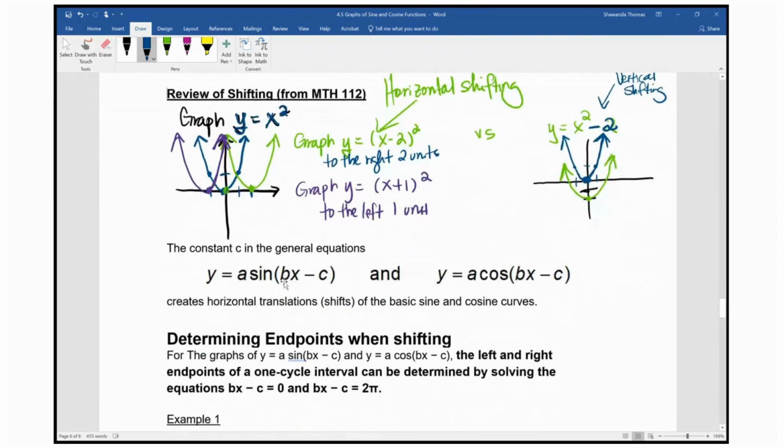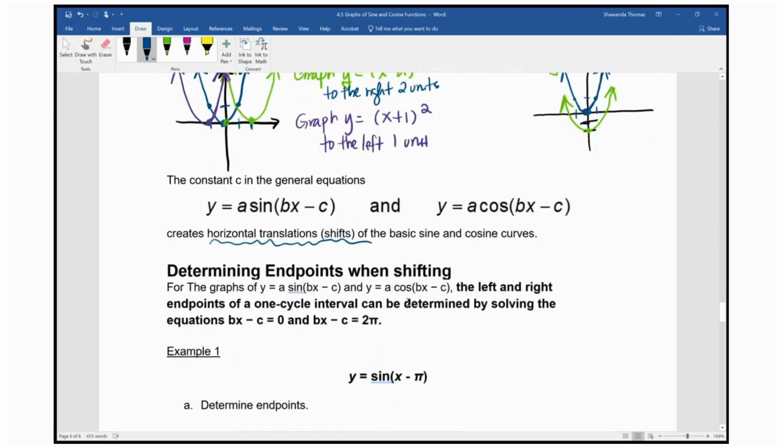So hopefully it's coming back a little bit from Math 112. The constant C in the general equations, y equals a times sine of bx minus c, and y equals a times cosine of bx minus c, creates horizontal translations or shifts of the basic sine and cosine curve. So this right here, notice, is enclosed inside of something. So this is going to be horizontal shifts to our graphs. All right, let's get started.